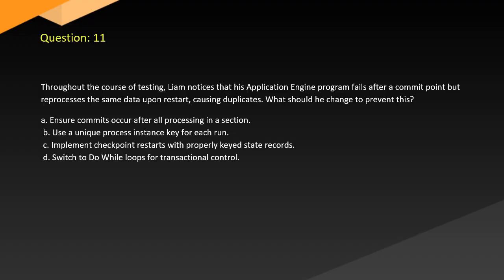Question 11. Throughout the course of testing, Liam notices that his Application Engine program fails after a commit point but reprocesses the same data upon restart, causing duplicates. What should he change to prevent this? A. Ensure commits occur after all processing in a section. B. Use a unique process instance key for each run. C. Implement checkpoint restarts with properly keyed state records. D. Switch to Do While loops for transactional control.